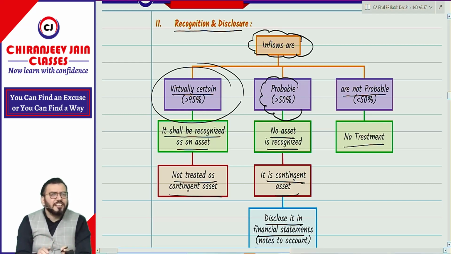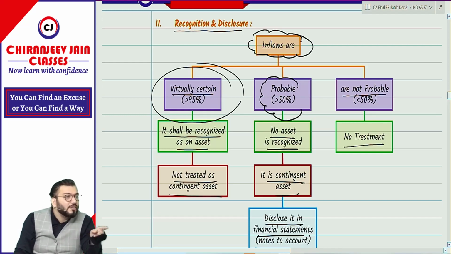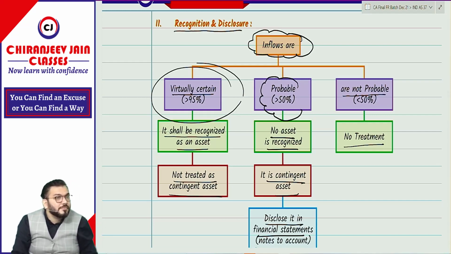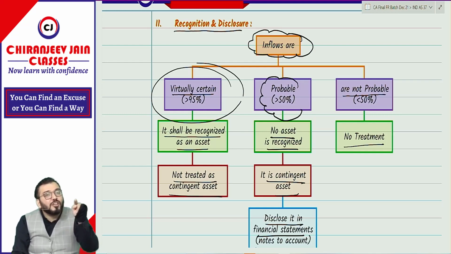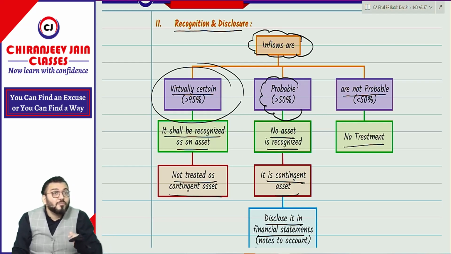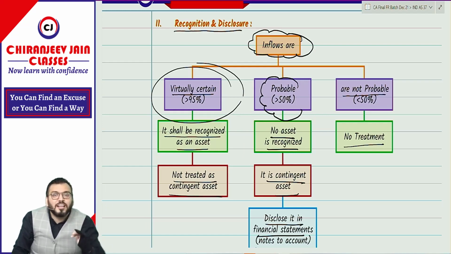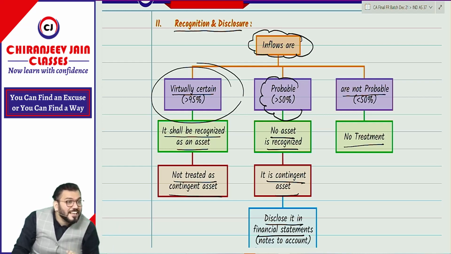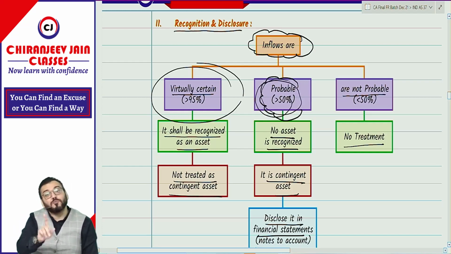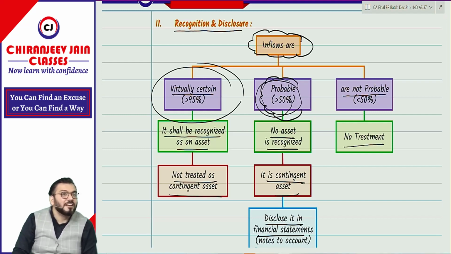One thing is clear from this entire discussion: is Ind AS or AS more strict for recognition of inflow or for recognition of outflow? Conservatism says what? Don't recognize income, recognize expense. So we are strict for what? Inflow. We are more strict for recognition of inflow. For outflow, it says recognize: recognize liability, but don't recognize asset. Even though inflow is probable, we are not recognizing it. But if outflow is probable, we are recognizing it as provision, liability.